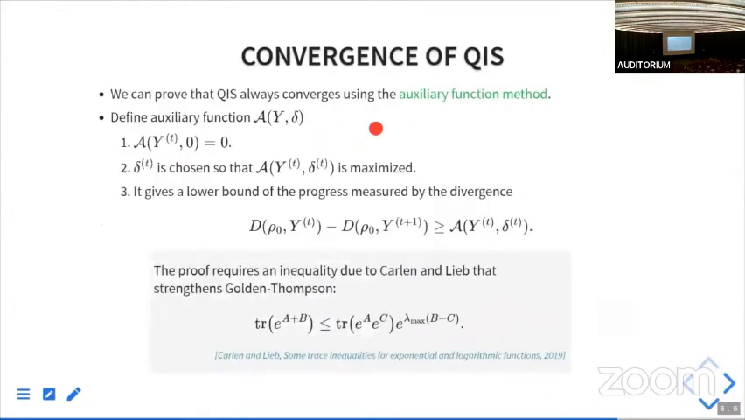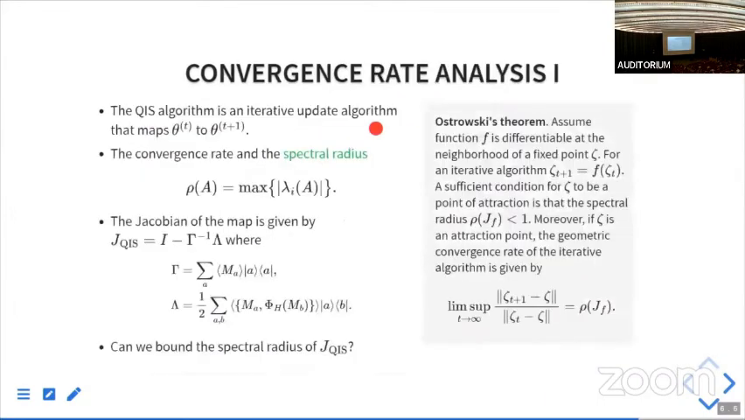But this only gives you the convergence. What about the convergence rate? Like how fast will this algorithm converge? To talk about this, you can compute the so-called Jacobian of the process. QRS is an update algorithm, so there's some mapping from theta_t to theta_{t+1}.